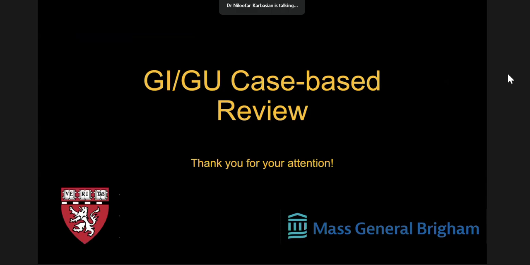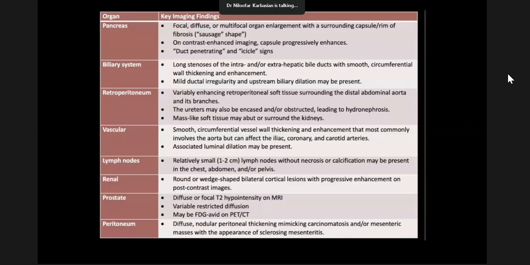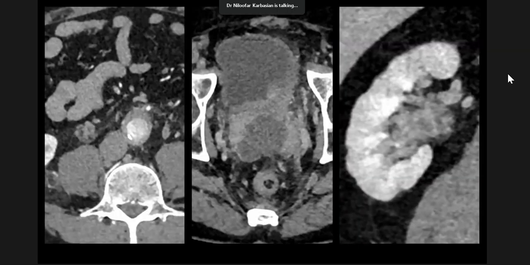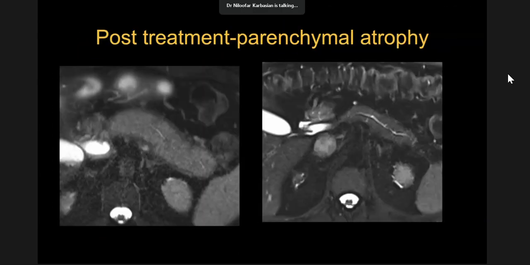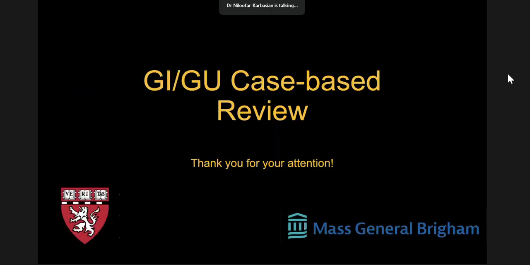And that was it. And just going back to our case, this was a case of IgG4 disease. I showed the examples in my slides. This was an aortic involvement, this was prostate and bladder involvement, and this was the urothelial involvement of IgG4 disease in this 65-year-old male. And with that, I'm done. If there are any questions, I'm happy to answer.